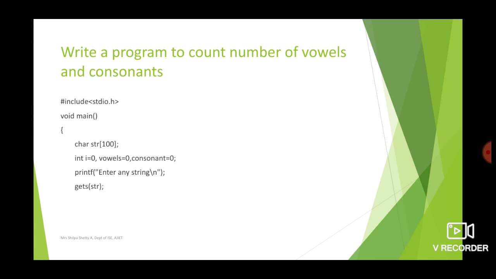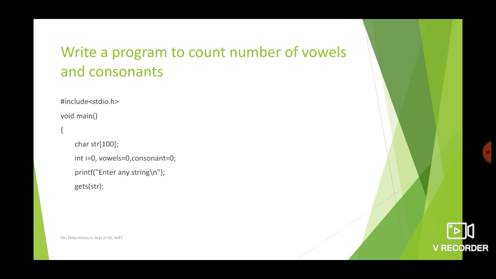So for example, if the string is hello, then character by character we will compare. First we will take H, and it is not equal to any of A, E, I, O, U, so it's a consonant, so increase the consonant count by 1. Next we have E. E is a vowel, so increase the vowel count by 1. So now both consonant and vowel are equal to 1. The next character is L, which is a consonant, so the consonant count which was 1 now becomes 2. Again it is L, a consonant, which was 2, now it will become 3. And the last one is O. So it's a vowel, and the vowel value was 1, so now it becomes 2. So that's how the program works.